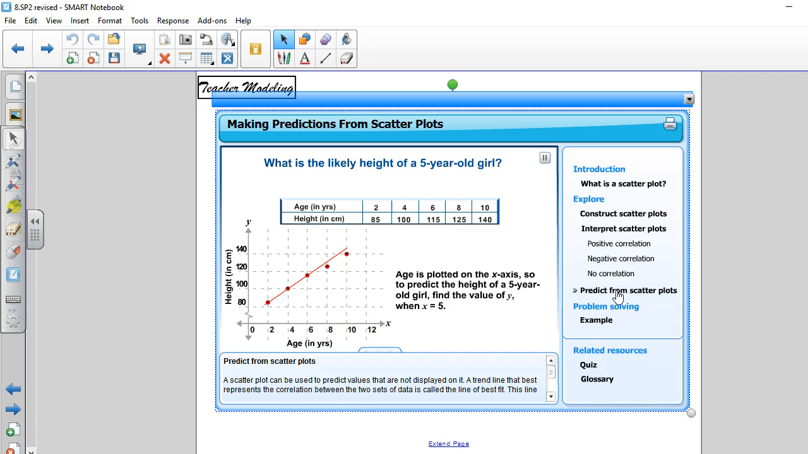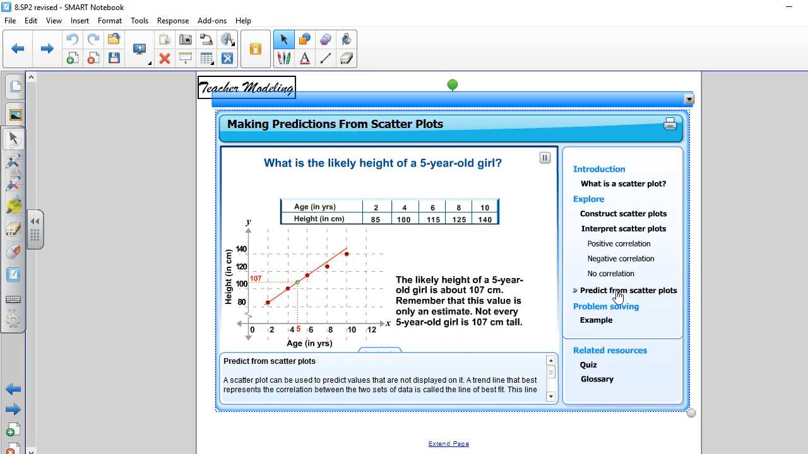Since age is plotted on the x-axis, to predict the height of a 5-year-old girl, you would take the 5 and follow it up to your line of best fit and over to the y-axis, and you can see that when a girl is 5, the likely height that she'll have is 107 centimeters. Now remember that this is just a prediction. Every 5-year-old girl won't be the same height. This is just what our trend shows.